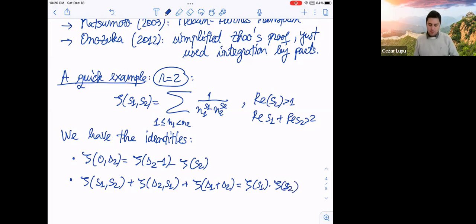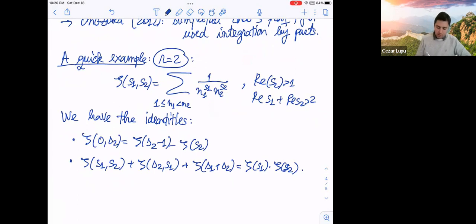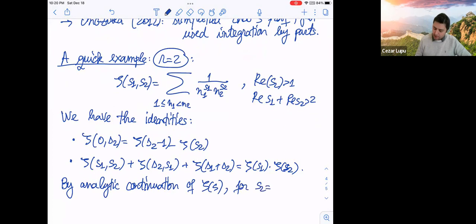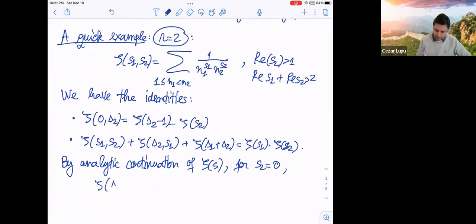All right, so we have this. And now we would like to play around with this a bit. So by analytic continuation for the Riemann zeta function, we can plug in the value zero. So for s2, let's take s2 equals zero, in the above. Let's see, what do we have? Let's plug it into the second one. So we have double zeta of s1, zero plus double zeta of zero, s1 plus single zeta of s1 is zeta of s1 times zeta of zero.